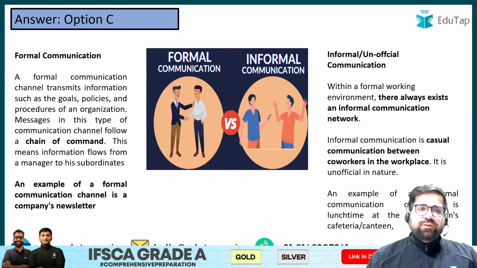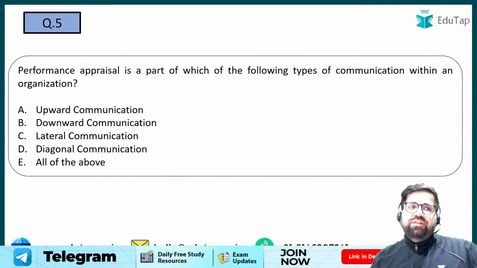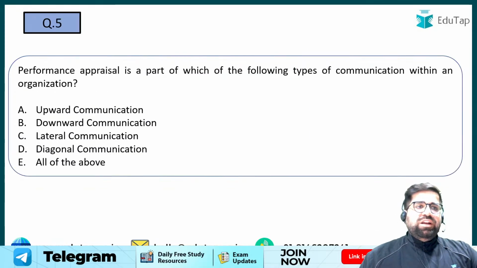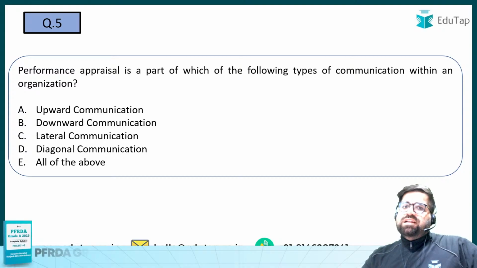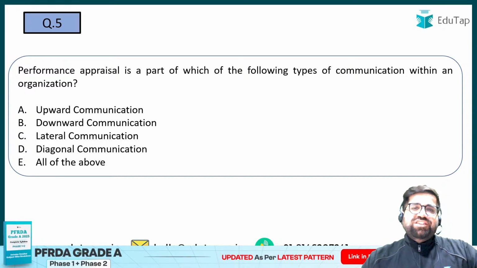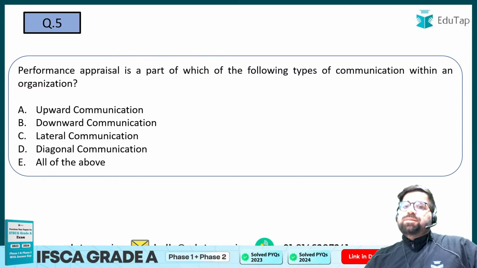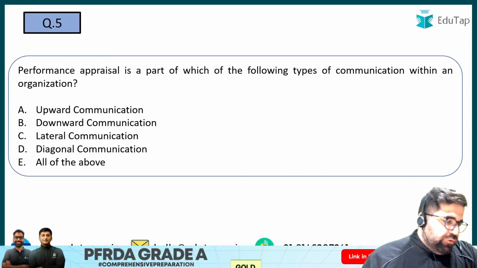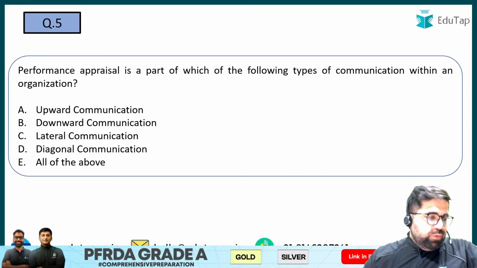Moving forward to the next question. This is all explanation which you can read once you get the PDF. Question number 5. Performance appraisal is a part of which of the following types of communication within an organization? So if you know what performance appraisal is, then only you can answer it.